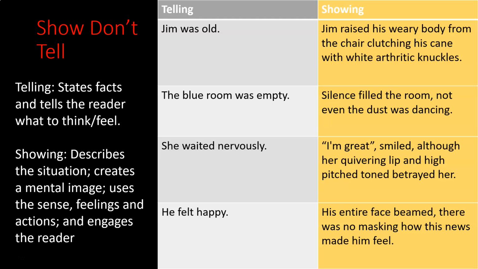So I hope you can see here the difference between the telling on the left-hand side. Yes, they are accurate statements, but do they engage us? Do they make us want to know these characters? Do they make us want to feel the story and get engaged with it? So we're looking at moving away from telling and into that showing style of writing.